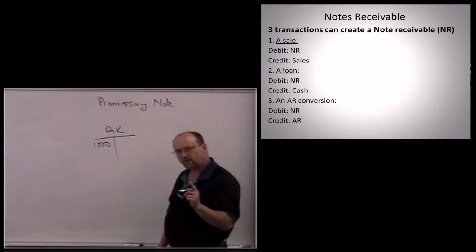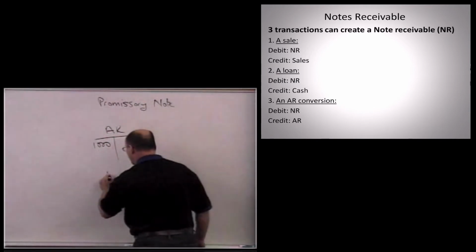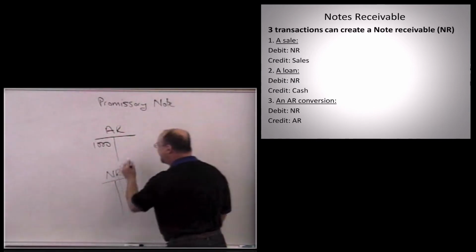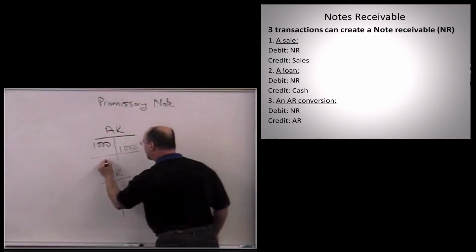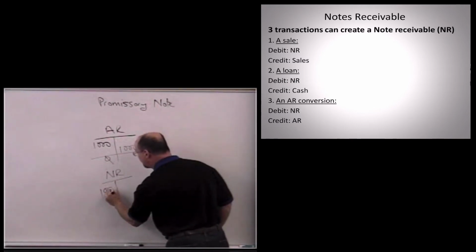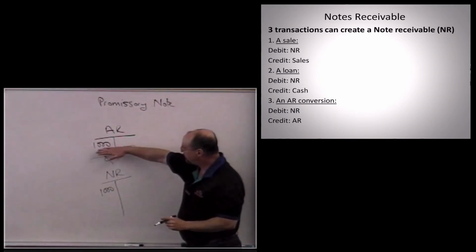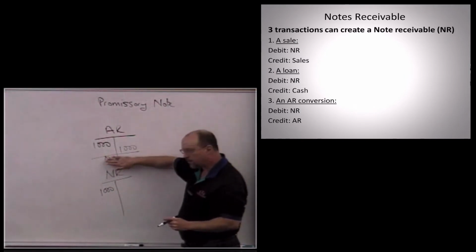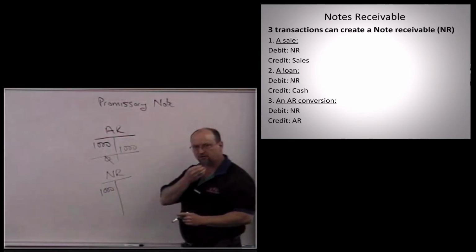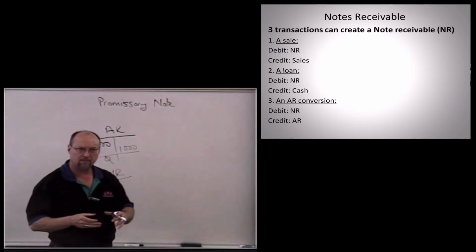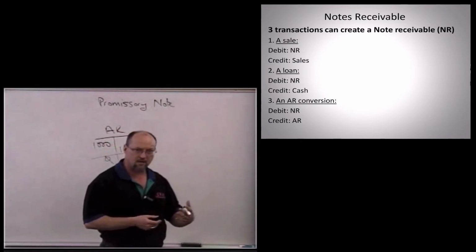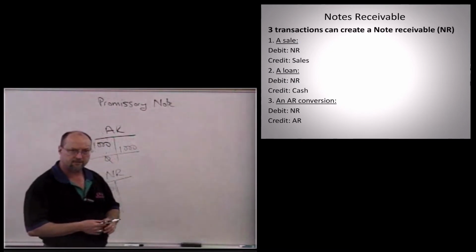So what I would do is this. I would take it out of accounts receivable by crediting accounts receivable, and I would debit notes receivable. And so now this receivable is out of accounts receivable and it's into notes receivable. That's an account receivable conversion. We're converting an account receivable to a note receivable. We're giving them more time and we're charging them interest.